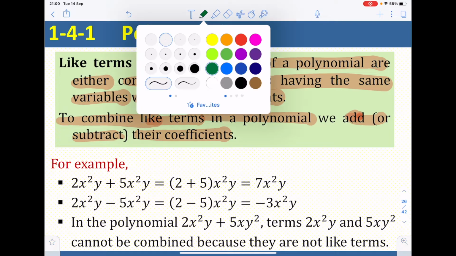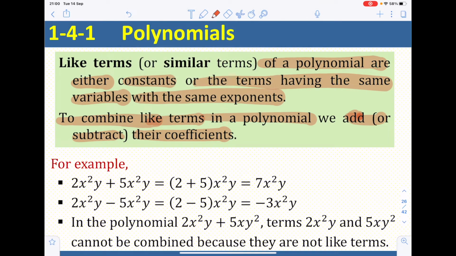Okay, so let's see here. We have x squared y, and here also we have x squared y. So we have 2 of x squared y and 5 of x squared y. So 2 plus 5 equals 7 of x squared y.